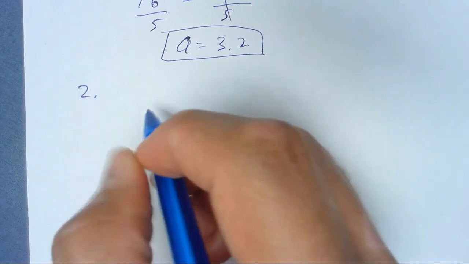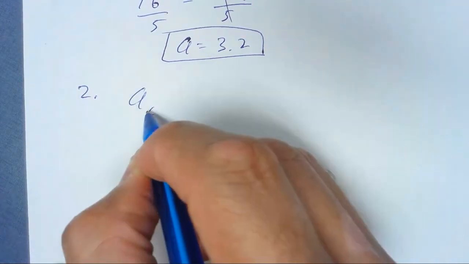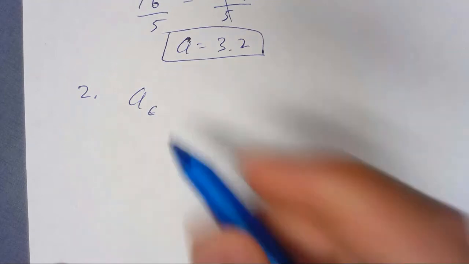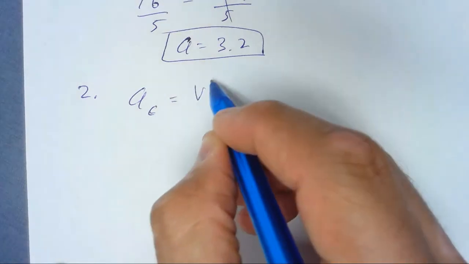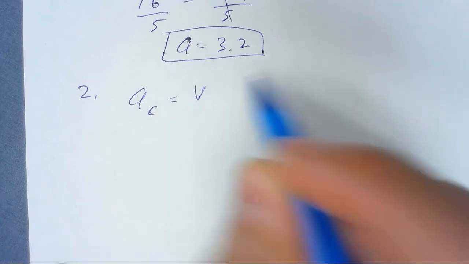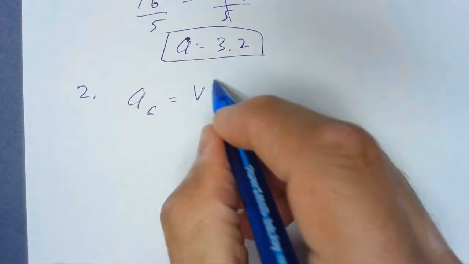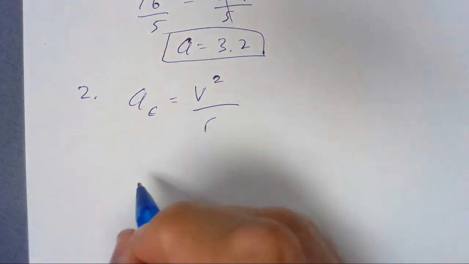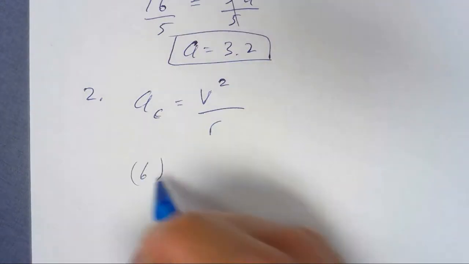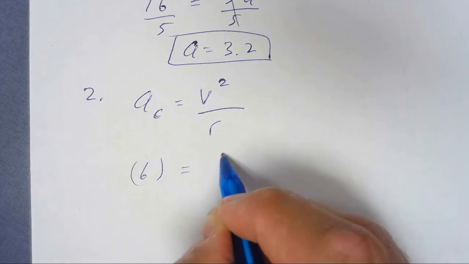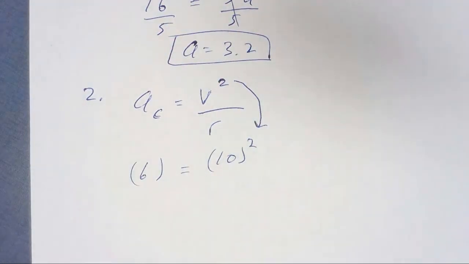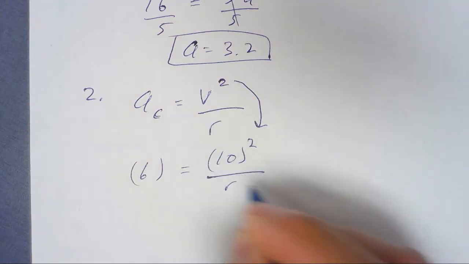Number 2, AC. This C, remember, is a subscript. It doesn't mean anything. It just helps as an identifier. Happens to be centripetal acceleration. We'll talk about that word later on. AC equals V squared over R. And if AC is 6, V is 10. Remember, don't forget to bring that squared down because it's part of the equation. I'm going to solve for R.